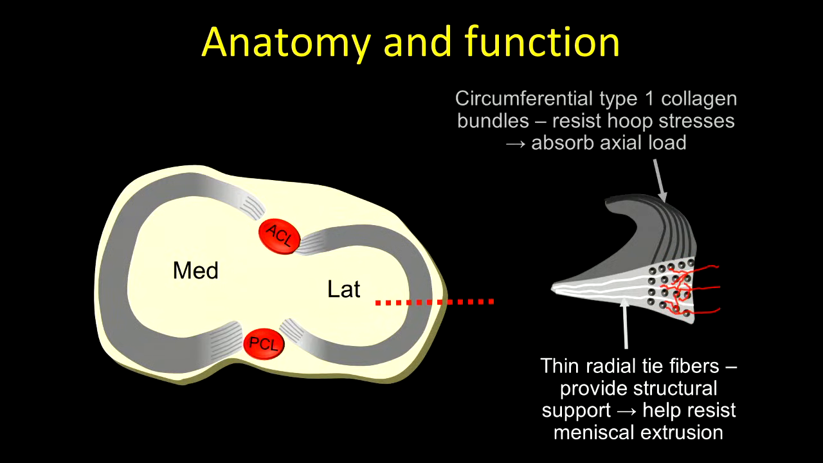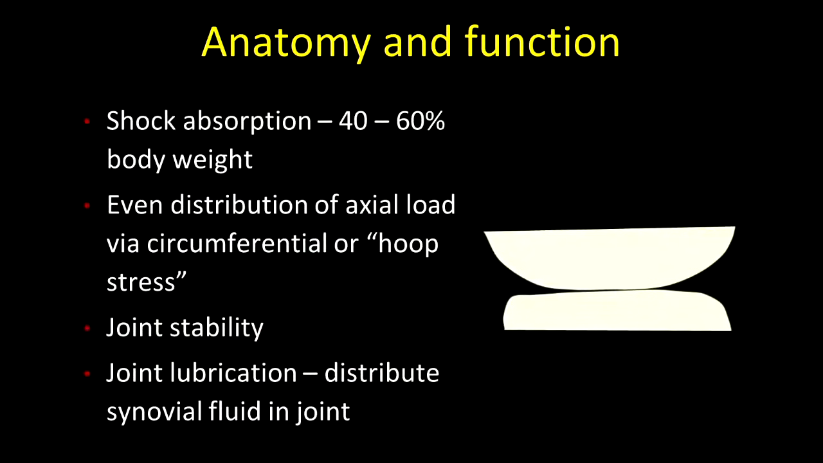You also have a vascularity in the peripheral 15 to 20% of the meniscus, and so if you have a tear within the peripheral portion of the meniscus, these can go on to heal spontaneously, whereas when you have a tear in the avascular portion of the meniscus, these are more likely to need operative intervention. The menisci function as shock absorbers and absorb between 40 and 60% of the body weight in the erect position.